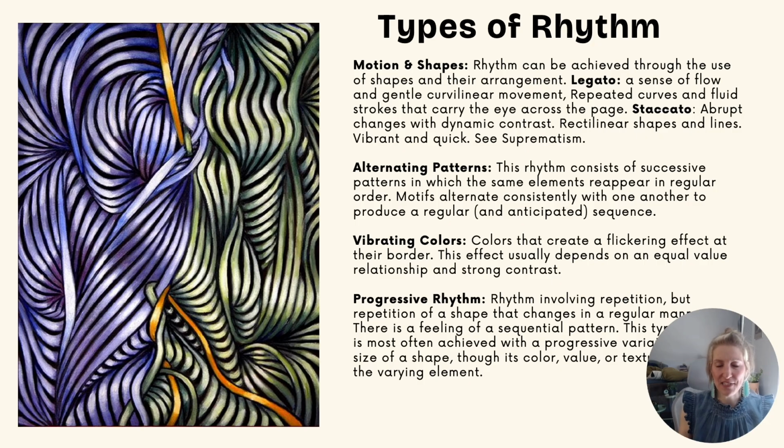And then we have progressive rhythm. So this is rhythm involving repetition, but repetition of a shape that changes in a regular manner. There is a feeling of a sequential pattern. This type of rhythm is most often achieved with a progressive variation of size and shape. Elements going from larger to smaller, smaller to larger, color progression, etc. So it could be shape, color, value, or texture, but it's in this progressive varying element.